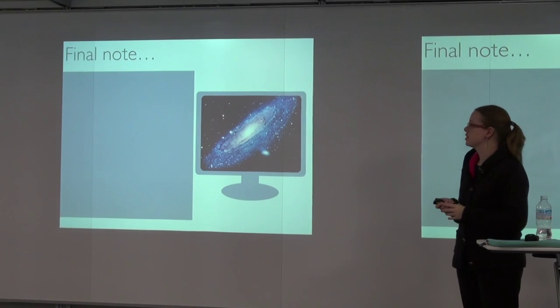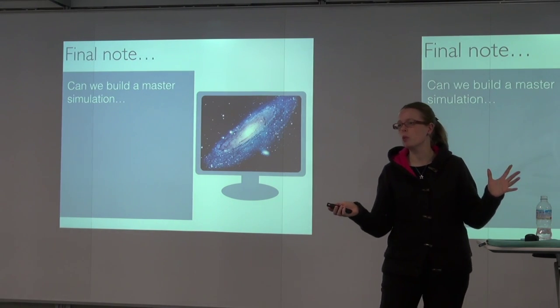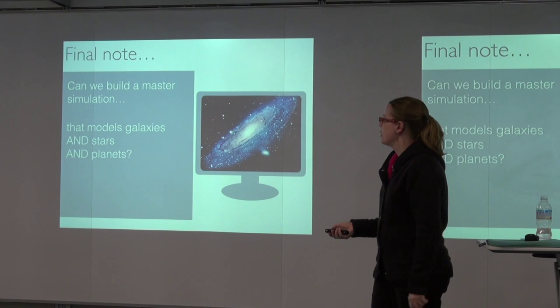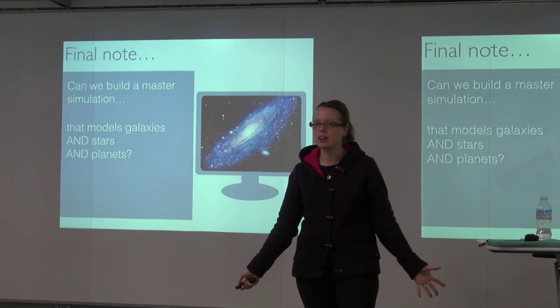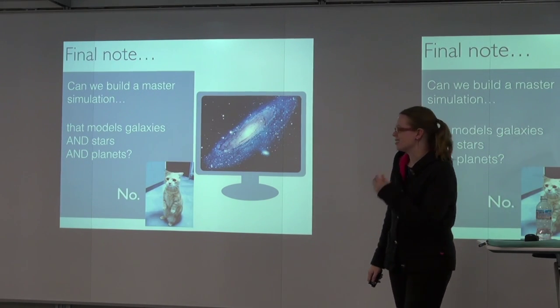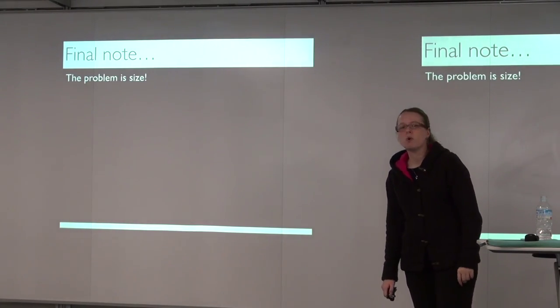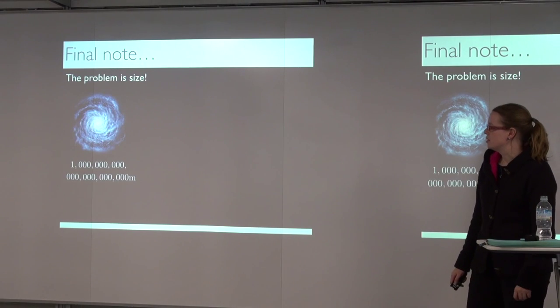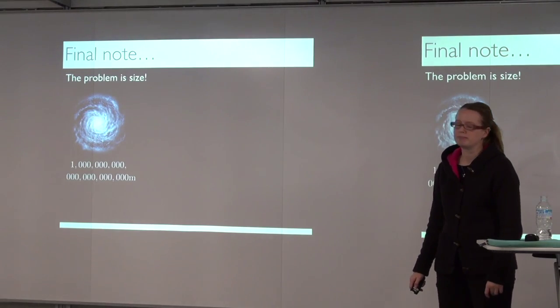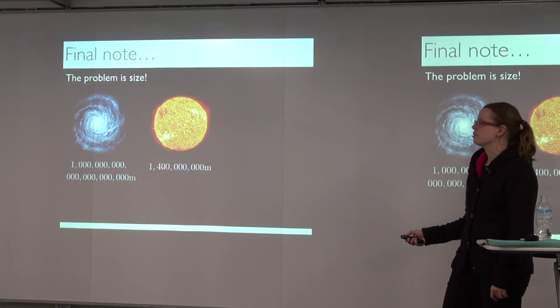So a final note I'd just like to touch on and ask, can we build a master one ring to rule them all simulation? Could we have one that modeled our galaxy and the stars and the planets, the whole universe down to us? The answer, rather disappointingly, is no. But why? And the problem is one of size and scale. So a galaxy, like ours, is this many meters across. That's pretty big. But a sun, a star, is only 1,400 million meters across, which is a lot smaller than the galaxy.